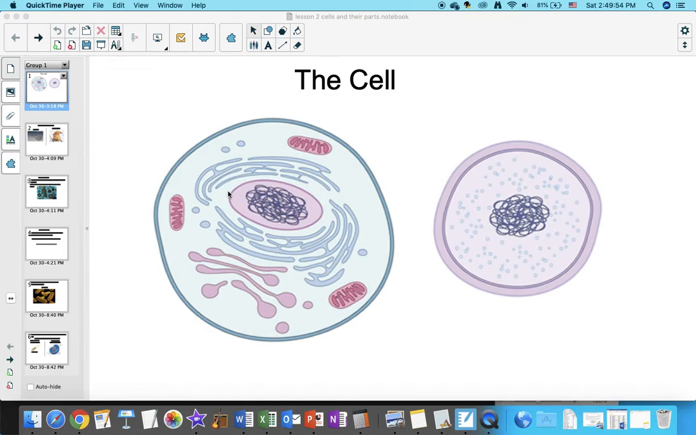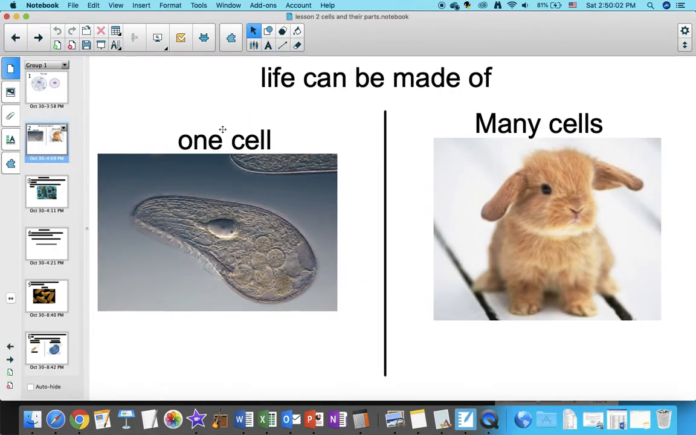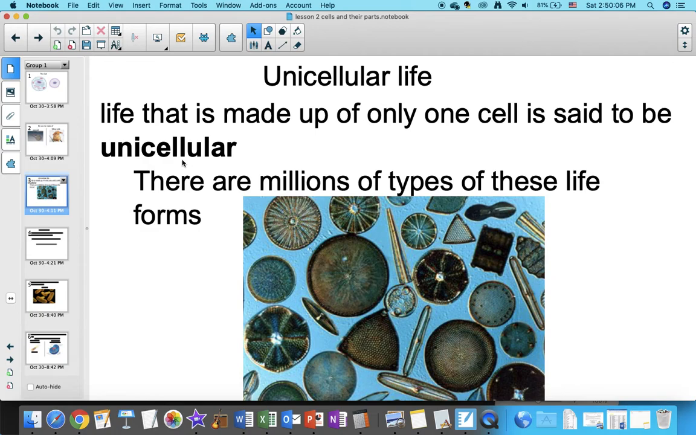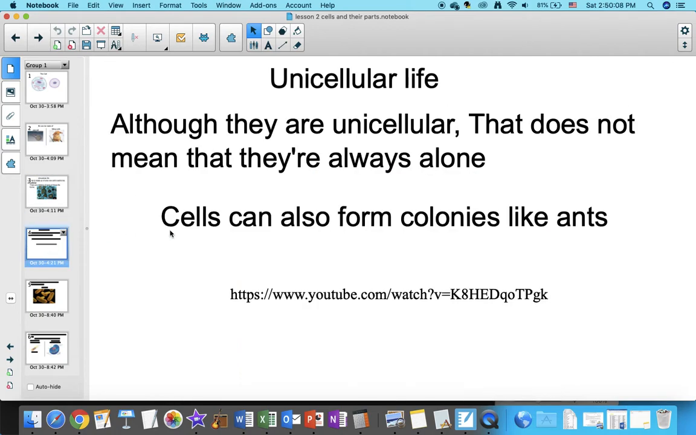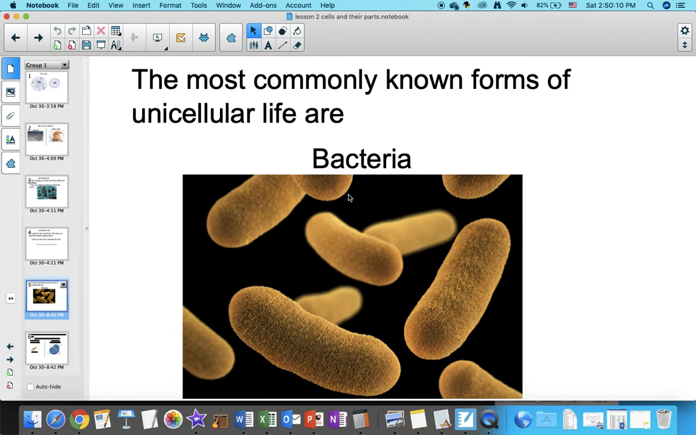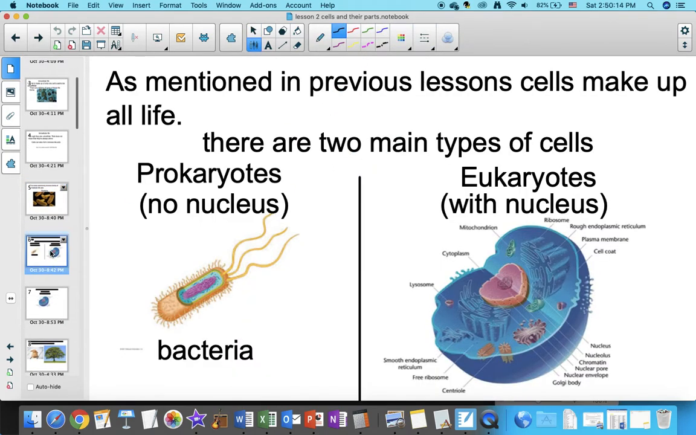Plant cells have the same organelles, but they also have some extra different ones. So just a quick review. Life can be made up of one cell or many cells, right? Single-celled things are called unicellular, and the most common type is called bacteria. There's prokaryotes and eukaryotes. We talked about that in the previous video.